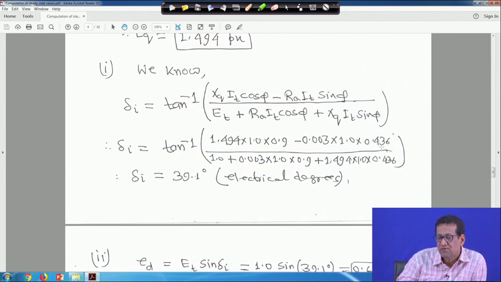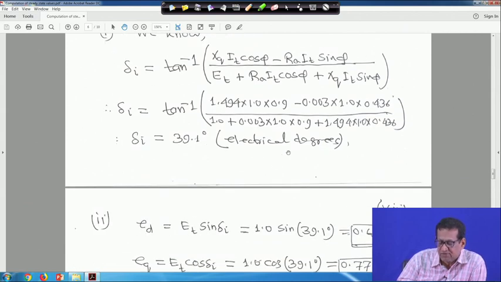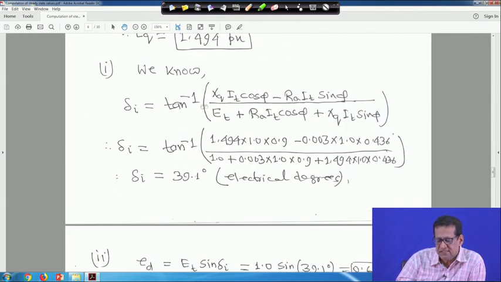So, sin phi will be 0.436, right, divided by ET. ET is 1 plus RA IT, RA is 0.003 into 1, IT is 1 into cos phi, that is 0.9, plus 1 XQ is 1.494 into 1.0 into sin phi 0.436. If you solve it, delta will be 39.1 electrical degrees, right, that is the internal angle of the machine. So, only thing is that you have to compute in correct fashion.